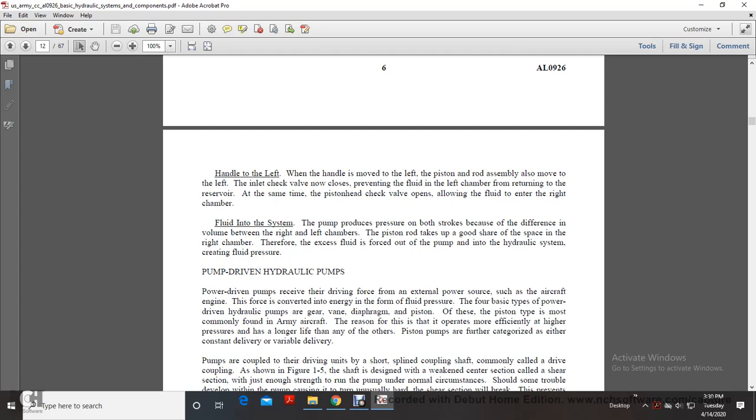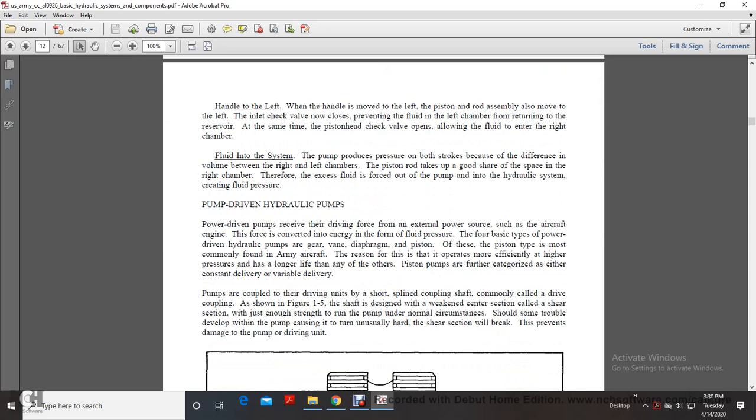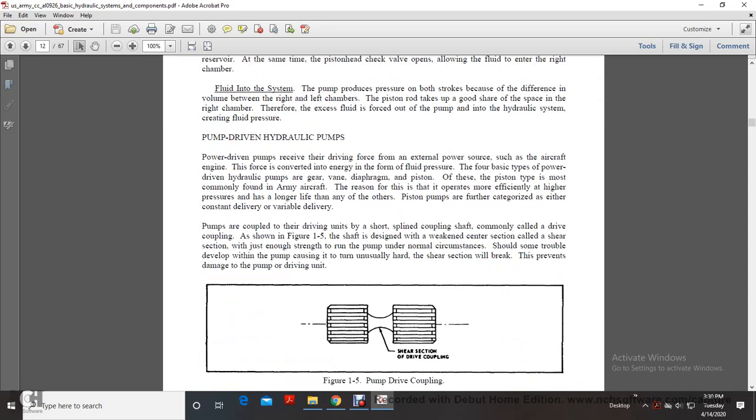Handle to the left. When the handle is moved to the left of the piston with the rod assembly also moved to the left, the inlet check valve is now closed, preventing the fluid of the left chamber from returning to the reservoir. At the same time, the piston head check valve allows the fluid to enter the right chamber. Fluid into the system. The pump produces pressure over both strokes because of the difference in volume between the right and left chambers. The piston rod takes up a good share of the space of the right chamber. Therefore, excess fluid is forced out of the pump into the hydraulic system, creating fluid pressure.